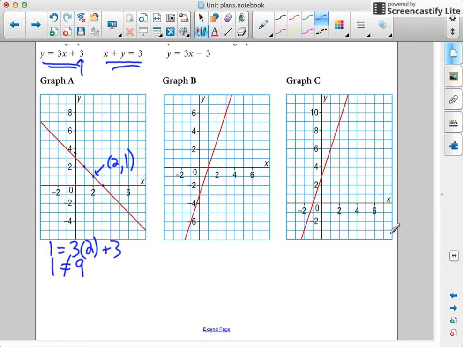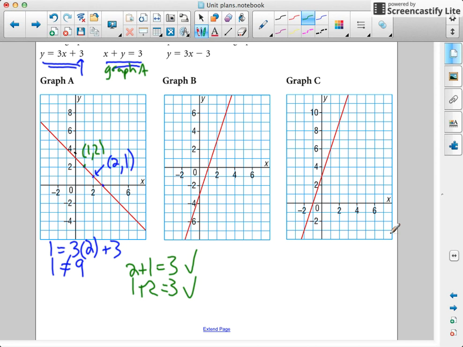Let's try x plus y equals 3. Well, x is 2, so 2 plus 1 does equal 3. So that one works for that equation. Now I just need to do one more because I have to make sure. So this point here would be 1, 2, and 1 plus 2 also equals 3. So I know that graph A is this equation right here.